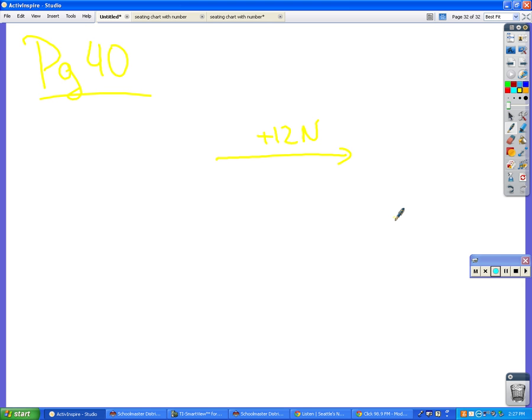Why did I use a positive for that? Because that's positive. Why is it positive? Which direction is my arrow pointing? He's going to the right. Right, and on the number line, the positive numbers are on the right. So if he's pulling it to the right, I'm going to say he's pulling it in the positive direction.